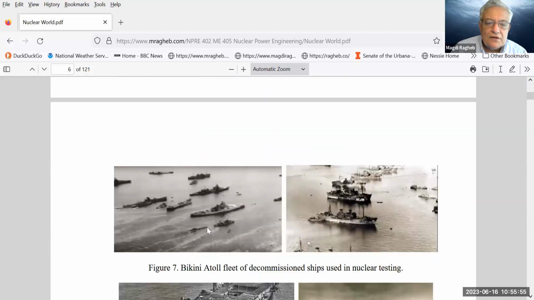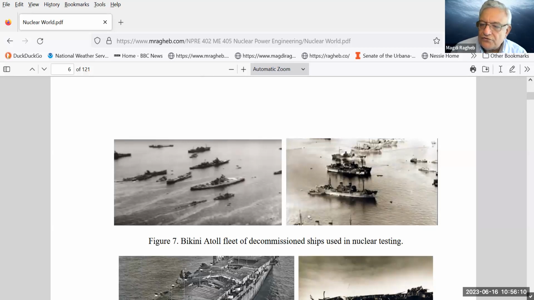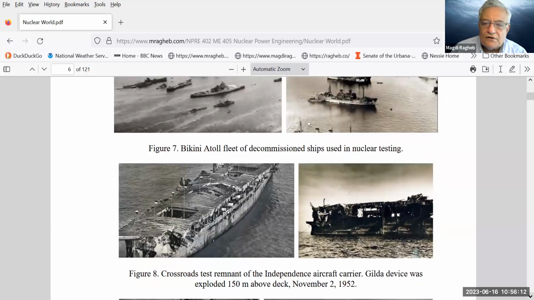This is the Bikini Atoll fleet of decommissioned ships used in the nuclear testing. They were all old ships from the Second World War, and even some of them were Japanese ships, and one of them, Prince Eugene, was a German ship. One of the tests involved exploding a device on top of an aircraft carrier. That's the Independence aircraft carrier.